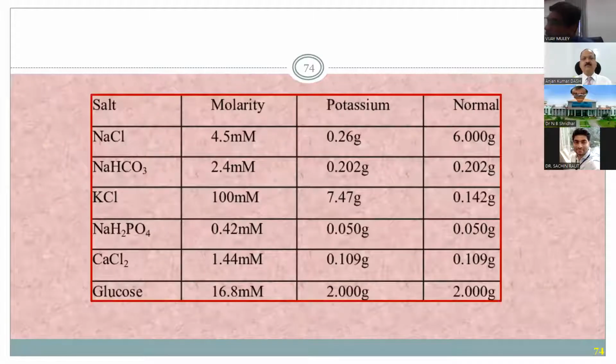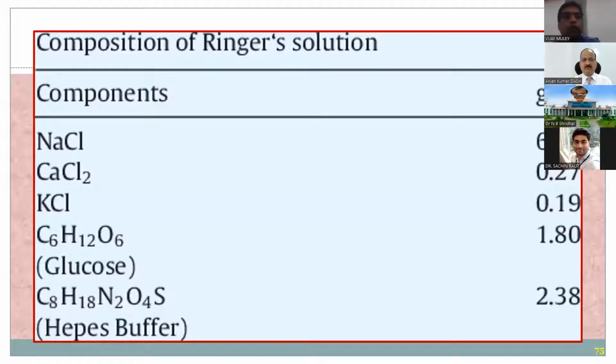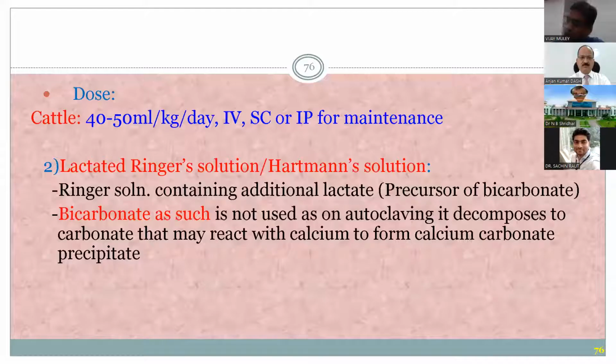This contains sodium chloride, sodium bicarbonate, potassium chloride, sodium dihydrogen orthophosphate, calcium chloride, and glucose in different concentrations. The composition of the Ringer solution is like this: sodium chloride, calcium chloride, potassium chloride, glucose, and varieties of other constituents. The dose of Ringer solution is usually 40 to 50 ml per kg body weight per day. You can see that it is per day.